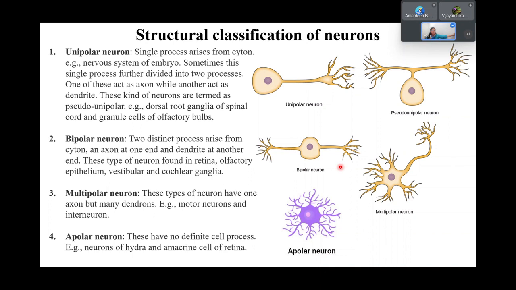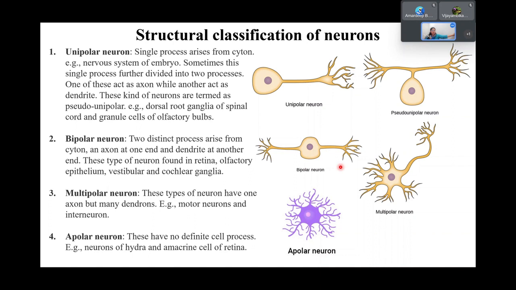And then you have apolar neurons. These have no definite cell process. So you don't have any particular cell process which is going in a certain direction. They're almost spread everywhere. So that's why they're called apolar, and you will find them in hydra. So hydra, you remember, they have the simplest nervous system, and you will also find them in the retina, amacrine cells.